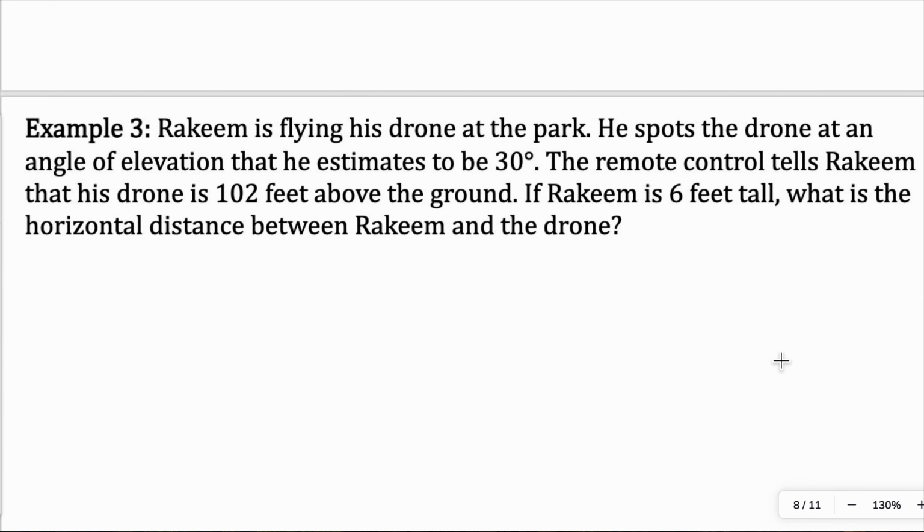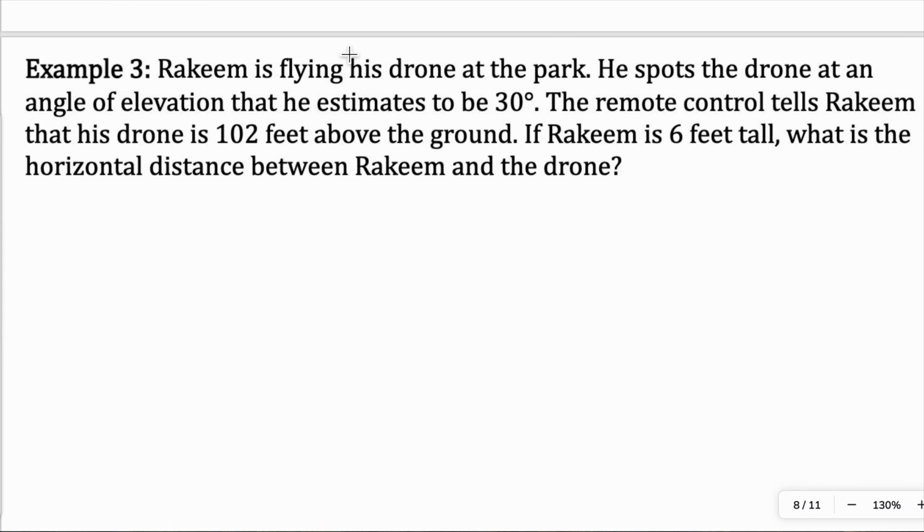Example 3, on the back of our paper, Rakim is flying his drone at the park. He spots the drone at an angle of elevation that he estimates to be 30 degrees. The remote control tells Rakim that his drone is 102 feet above the ground. Rakim is 6 feet tall. Let's find some missing angle measurements or missing degrees.